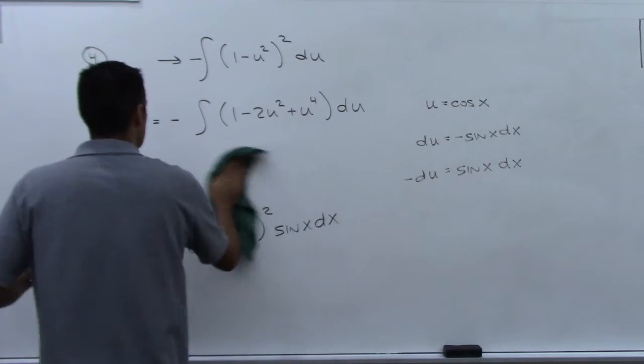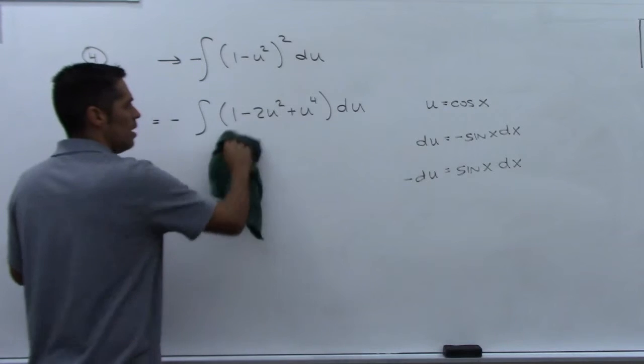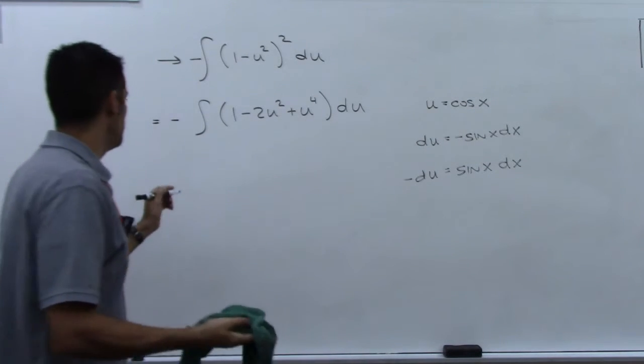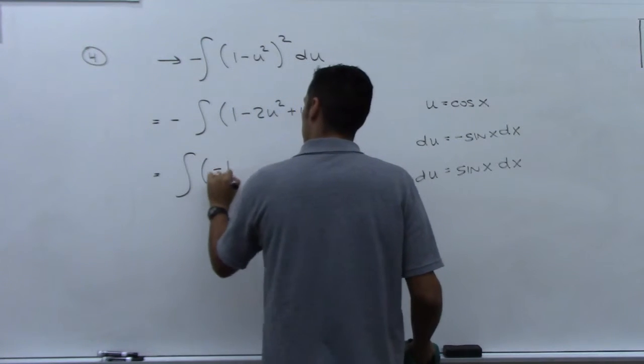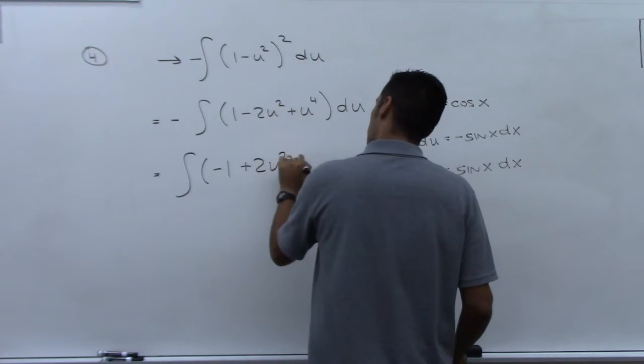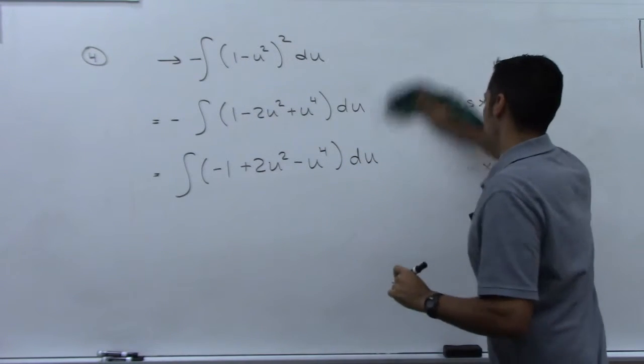And that negative on the outside, I could leave it there. I like to bring it in if I've got a polynomial like that. I just go in there and change all the signs of everything. So this is equal to negative 1 plus 2u squared minus u to the fourth du. And now I'll do my integration.